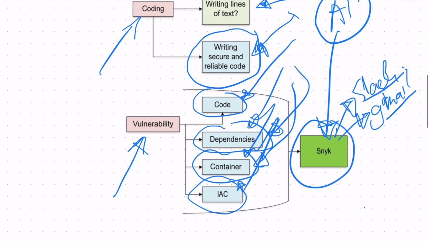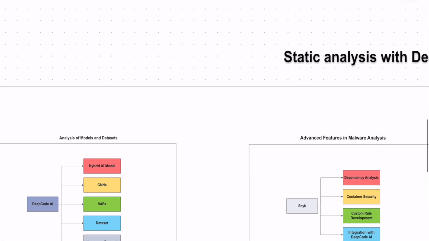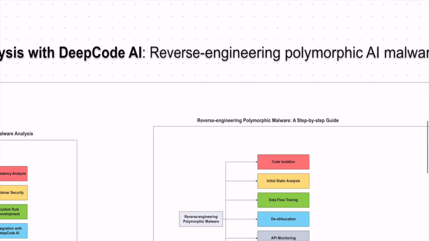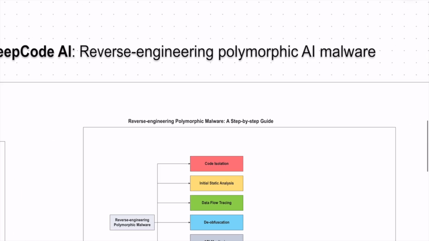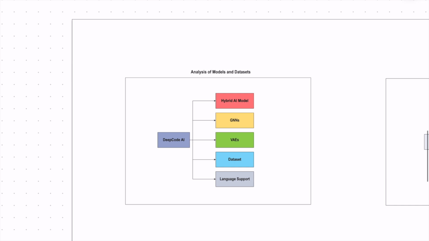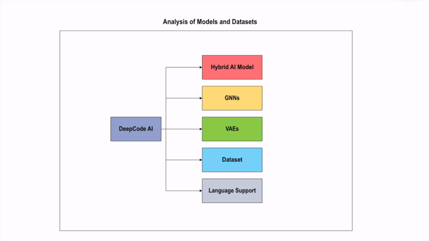So that's what Snyk is, and what we have prepared for today is that we're going to talk about static analysis with DeepCode AI, how you can even reverse engineer polymorphic malware using this static analysis. So clearly, Snyk is not designed for that specific purpose, and I wanted to add a twist because I wanted the video to be different than the demos that they have.